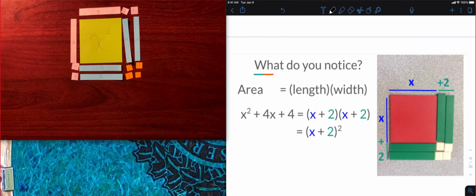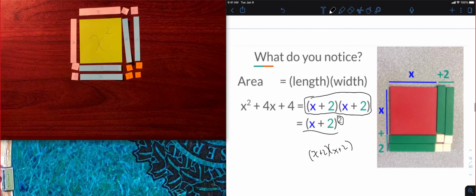There's one more step to this. If we have 2 of the same thing back to back, like in this question, because it's a square, you've got an x plus 2 and an x plus 2. You can condense that further to look like this. This little squared means that there are 2 x plus 2's multiplied together.